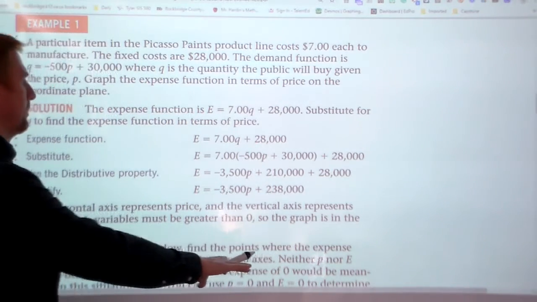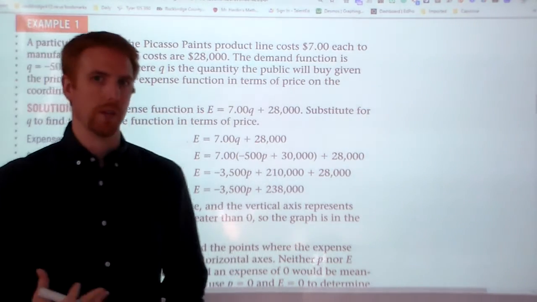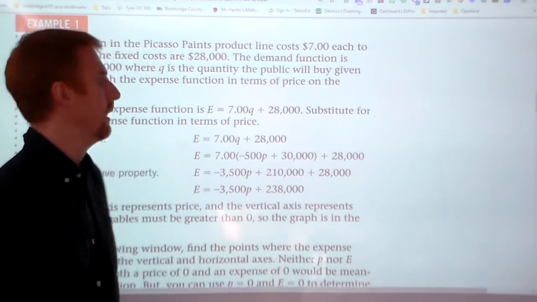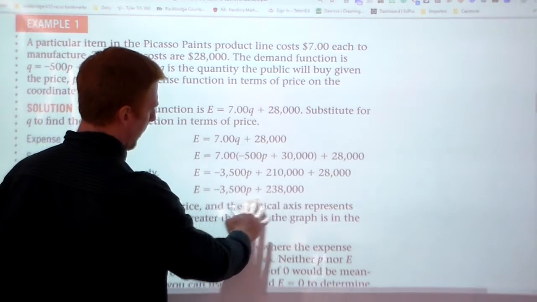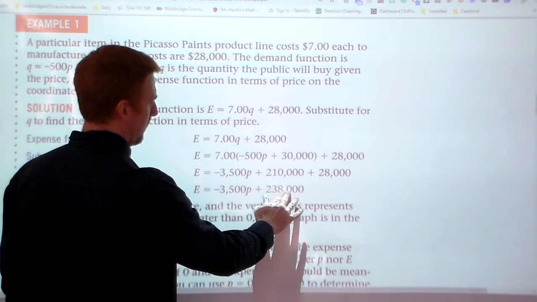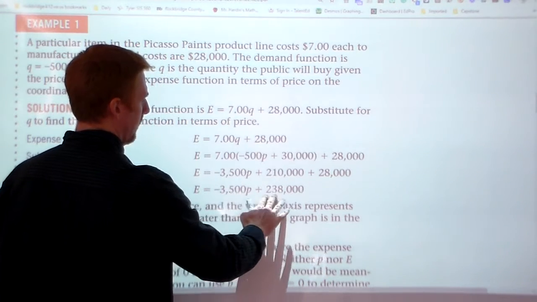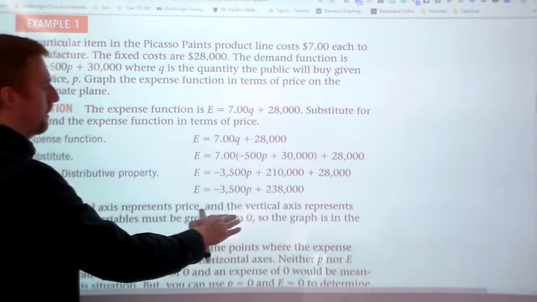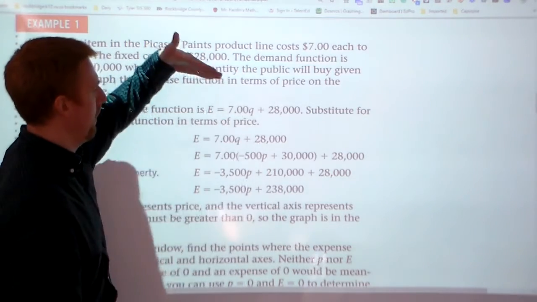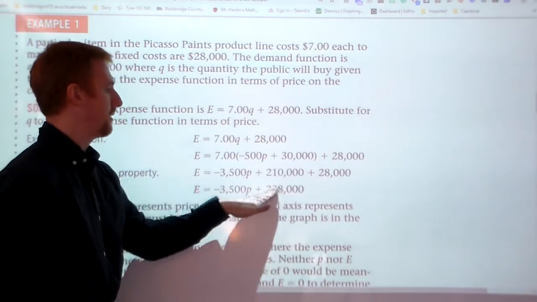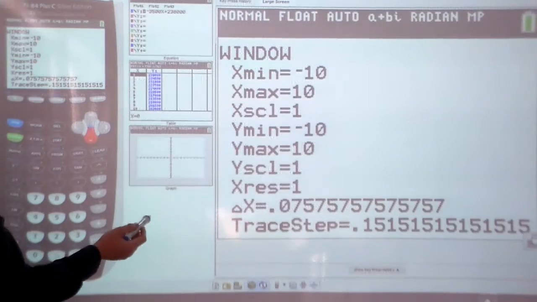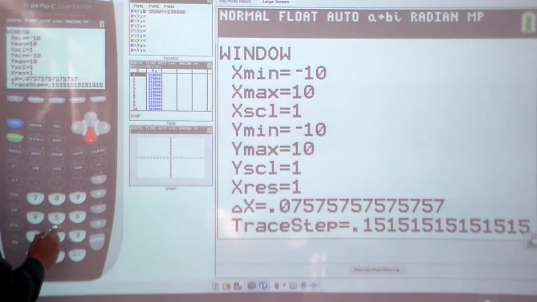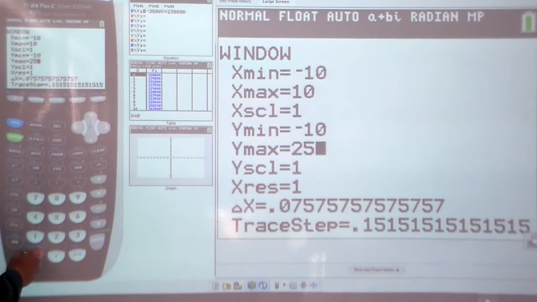But if you go down the page, it'll show you how to do a little bit more algebra and get the window settings really perfect. But if you look at what's going on here, and this is from Algebra 1 level, this is your y-intercept. This is your slope. Your y-intercept is at 238,000, and your slope is negative. From that point on, you're going downhill. This is as high as it'll ever be, 238,000. So I'm going to go ahead and just say for y max, 250,000. That should give me a little bit of cushion. Should be good to go on that.